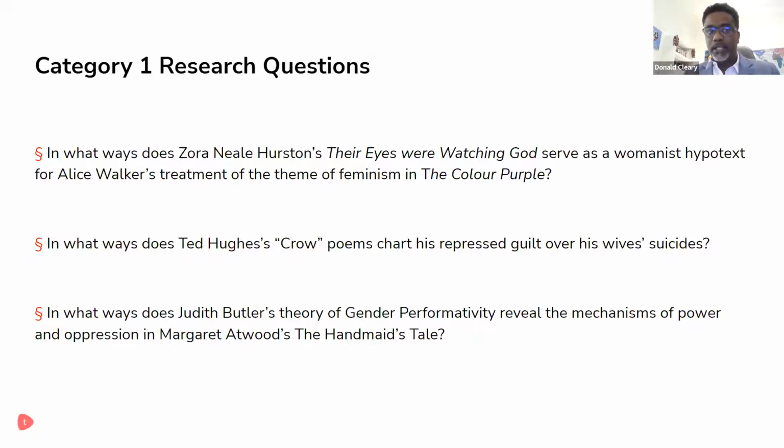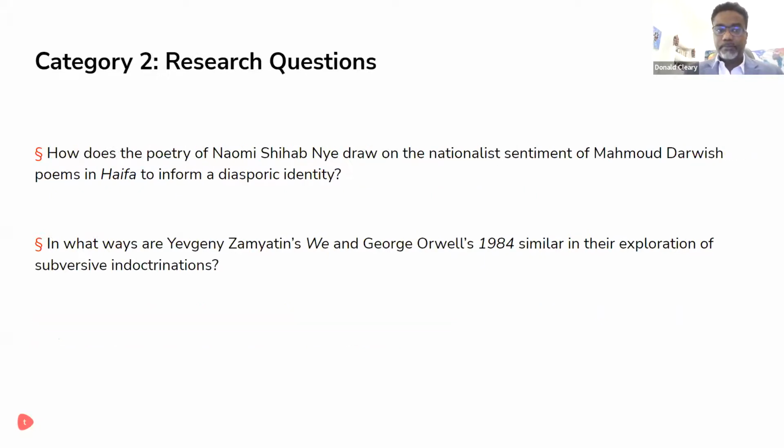The second exemplar looked at Ted Hughes' poems and looked at what could be gleaned from his poems in terms of the impact it had on his wives. This was a bit biographical-ish, but it went well. The student got an A for it. The third one, the student looked at The Handmaid's Tale, and they looked at gender performativity in The Handmaid's Tale and used Judith Butler's theory as a means of analyzing things like the clothing that women wear and the language that was spoken in the novel.